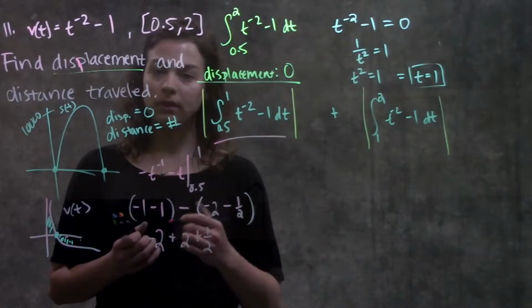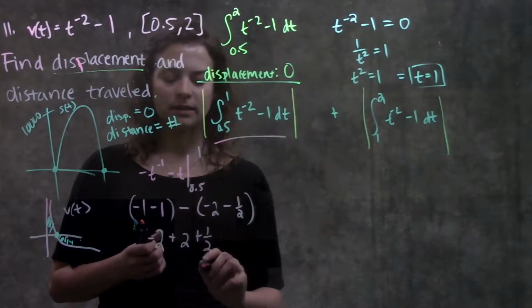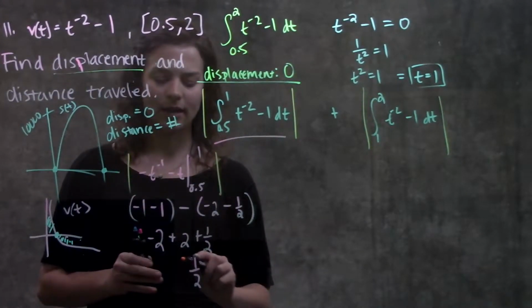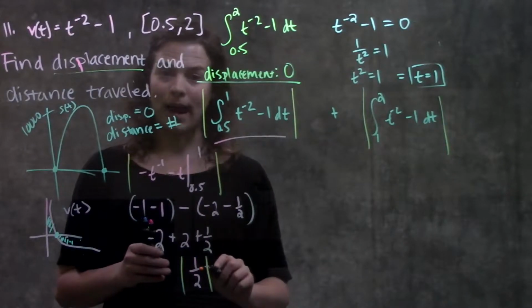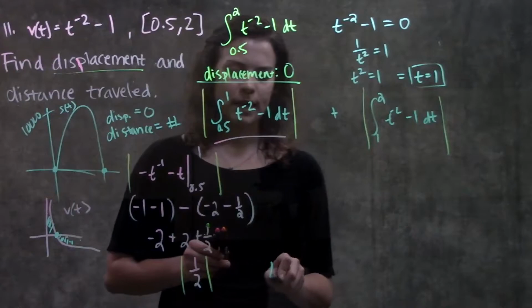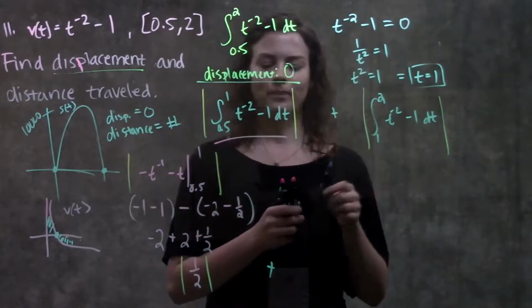Negative 2 plus 2 gives us 0, and we're left with just 1/2. Remember, we still have all these absolute values over this entire thing. Absolute value of 1/2. And we're going to add that to whatever we get when we do the same thing over here.